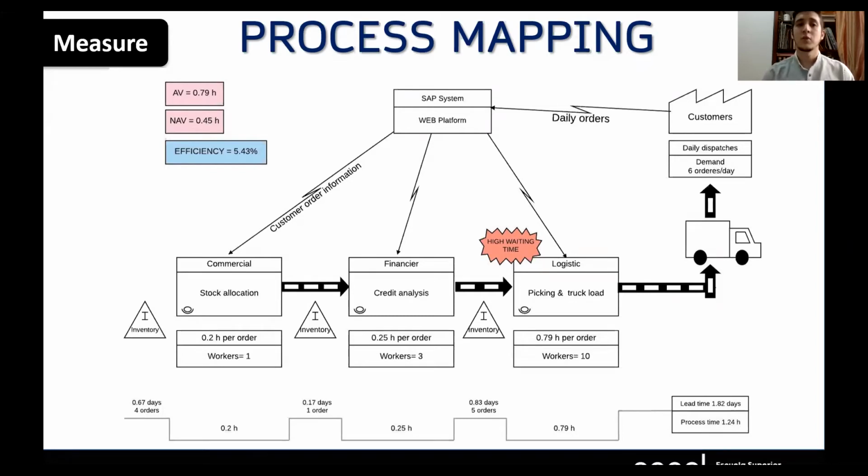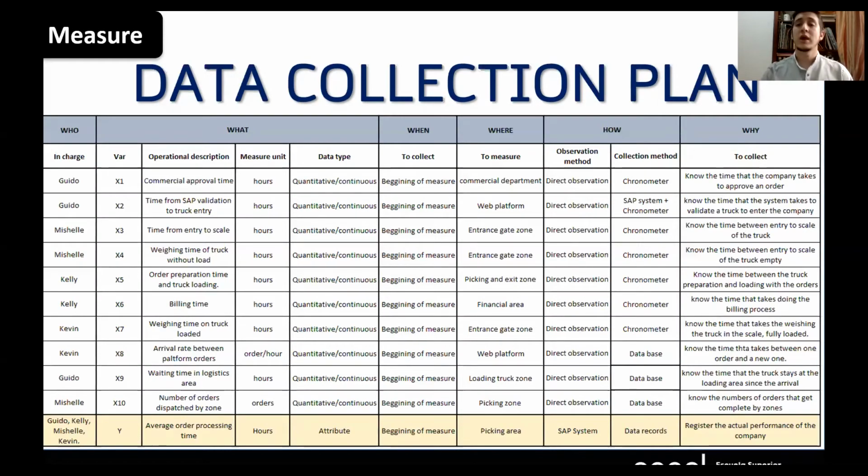In the available time, we have 0.79 hours, and the non-available time, we have 0.45 hours. The efficiency of the system is just 5.43%. That is really low. The lead time for the processing order is 1.82 days, and that's a lot of time because the process time is just 1.24 hours.